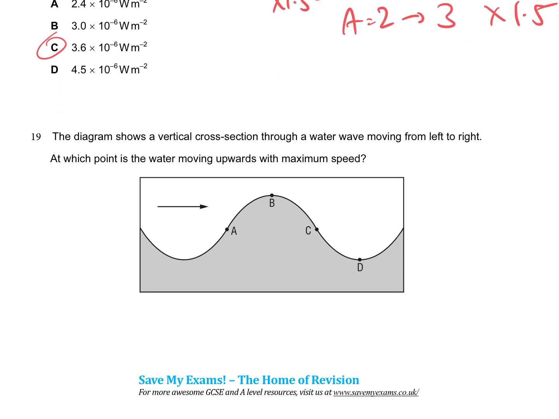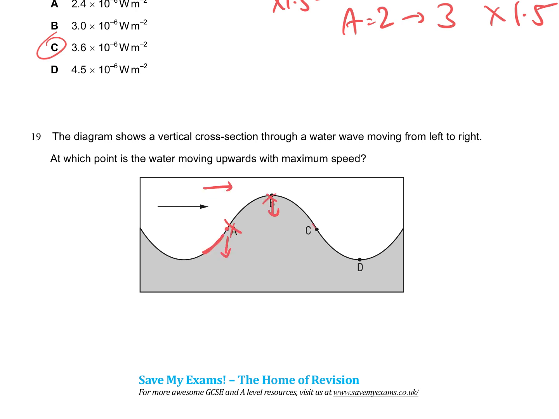The diagram shows the vertical cross-section of waterways. At which point is the water moving upwards with a maximum speed? Now remember, this wave is moving this way. So you look behind it, you look to the left of each point to see what's coming next. So for point A, this is coming next, so it's moving down. Point B is at the top and is about to move down as well, so it's neither A or B.